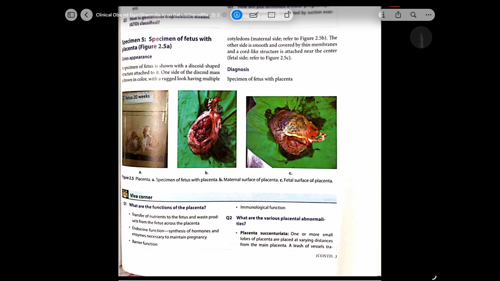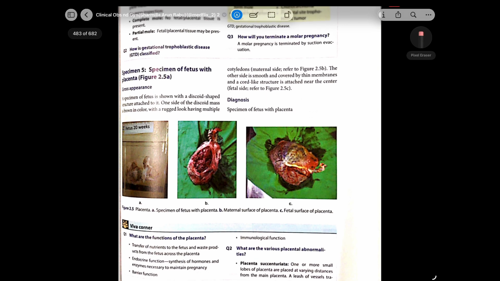Gross appearance specimen of fetus is shown. Okay, it's not really clear. The discoid shaped structure is attached to it. One side of the discoid mass is brown in color, with a rugged look, having multiple cotyledons on the maternal side. You can see, these are the cotyledons.